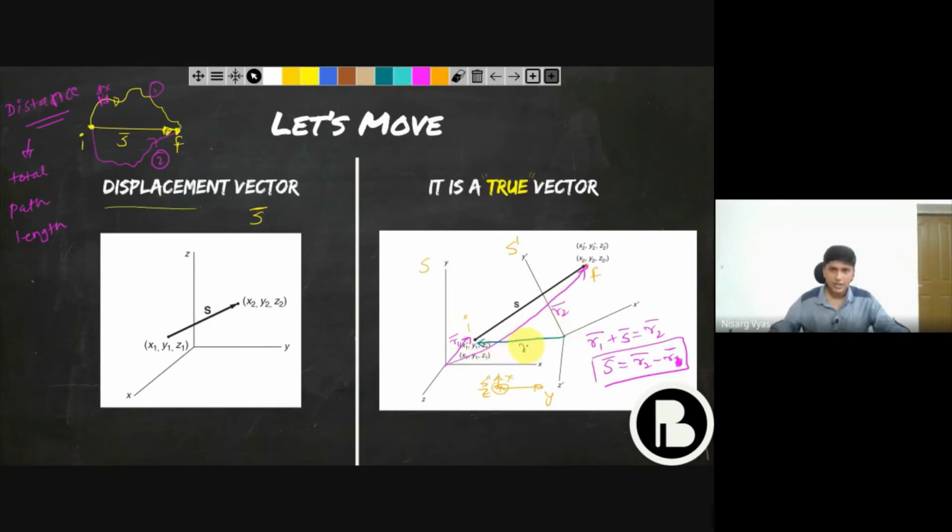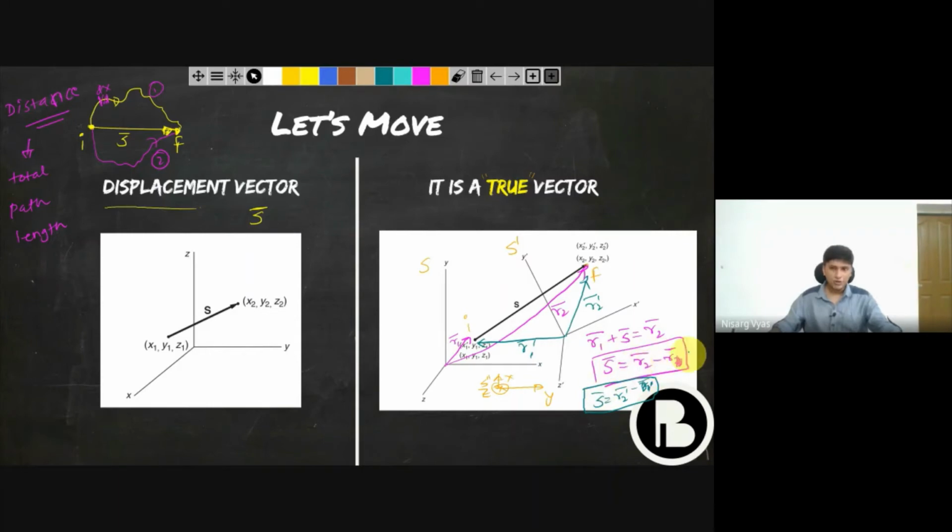This is your R1 prime vector for the same point. This is your R2 prime vector. And now you can see R1 prime plus S is R2 prime. So again, S is R2 prime minus R1 prime. So you can write S as this as well as this. Even if you change the coordinate systems, S is not changing.